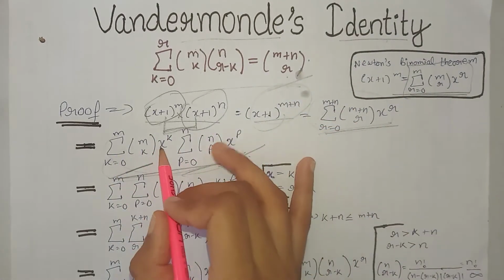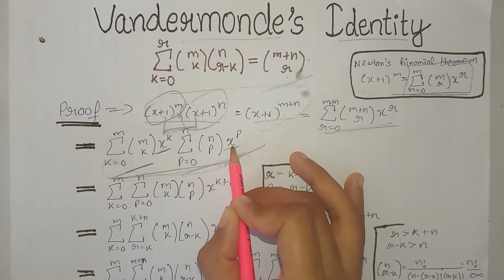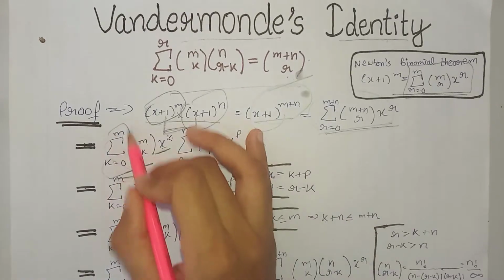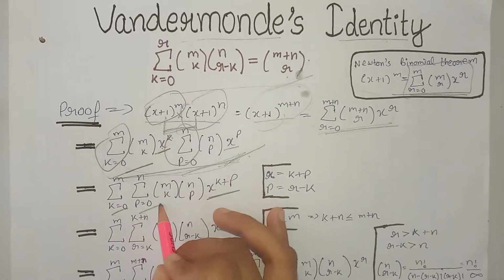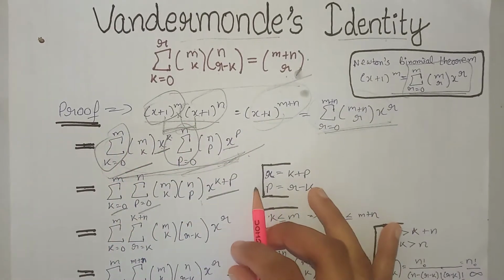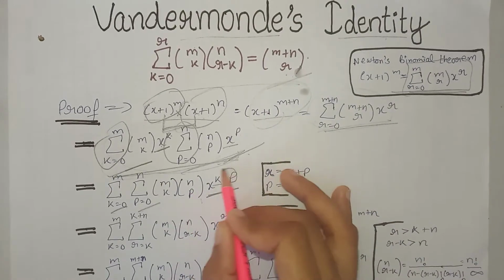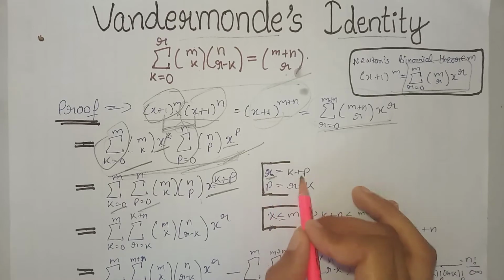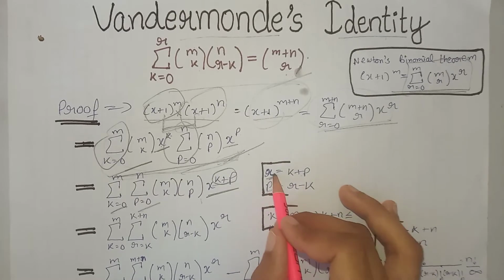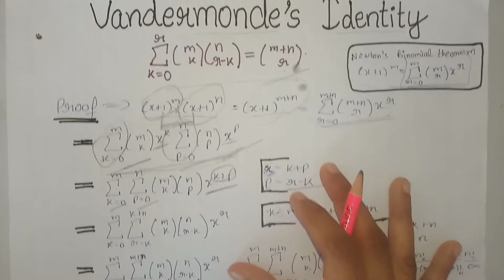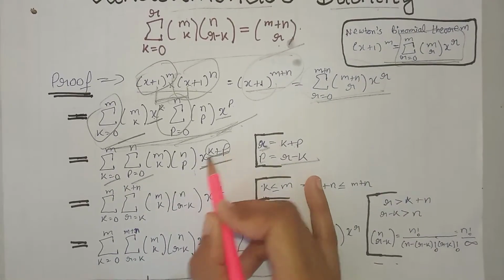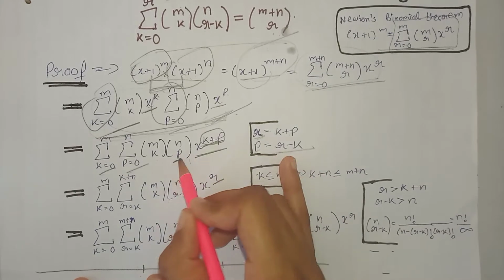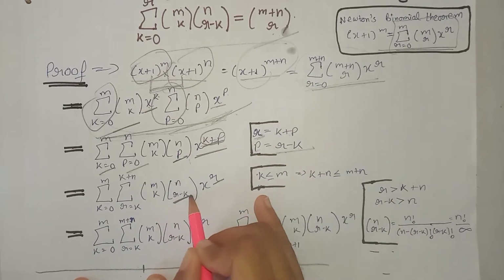So now we can see that the bases are the same. We can add the powers, that is x raised to power k plus p, and we can write these summations like this here. Now we will use the substitution, that is k plus p is equal to r. From here we can take the value of p as r minus k. That means now in place of k plus p we write only r, and in place of p we write r minus k.